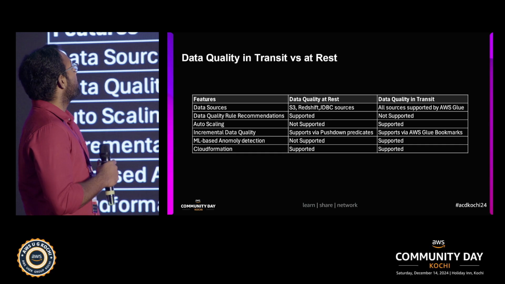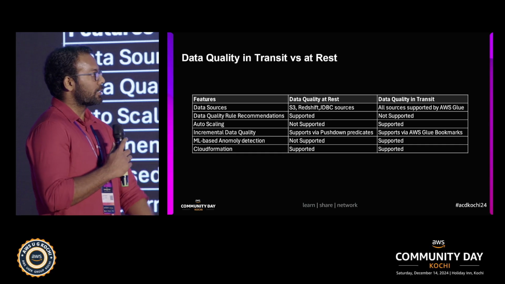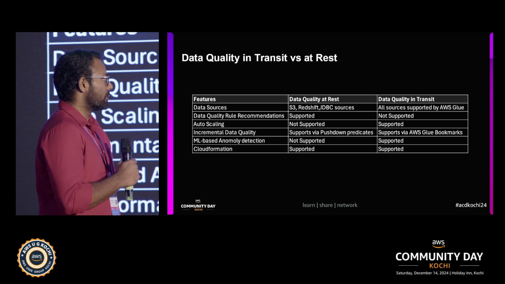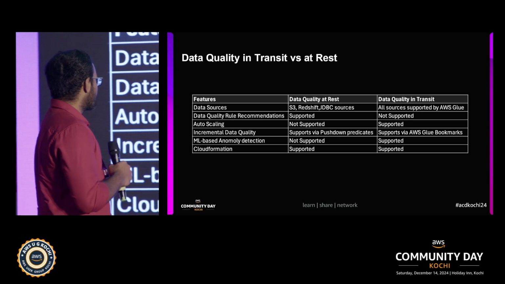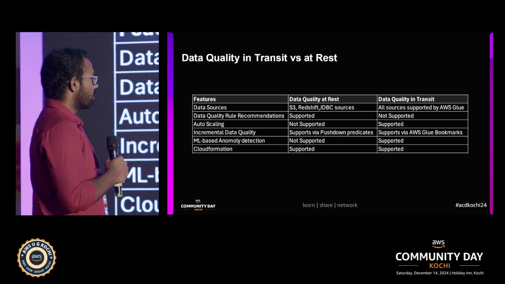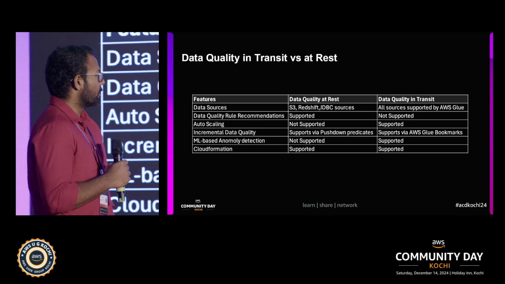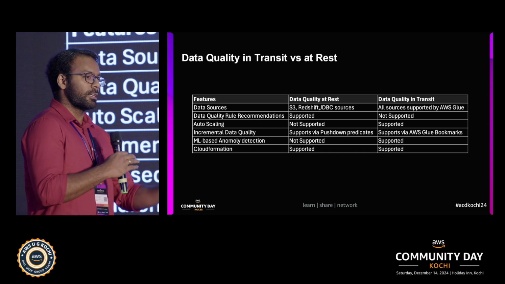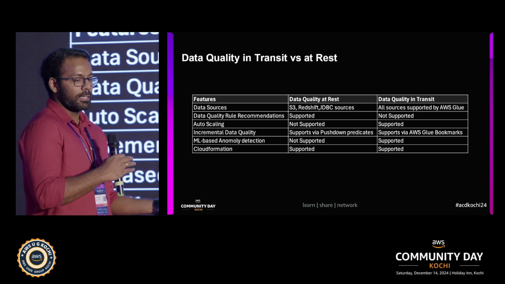And this is where we'll try to see how these things are differentiated from each other. So these are the features we would be assessing, like data source support, data quality rule recommendation, auto scaling and everything. As he mentioned, there are certain things that are supported by in-transit and not supported by, let's say, at rest, and vice versa.